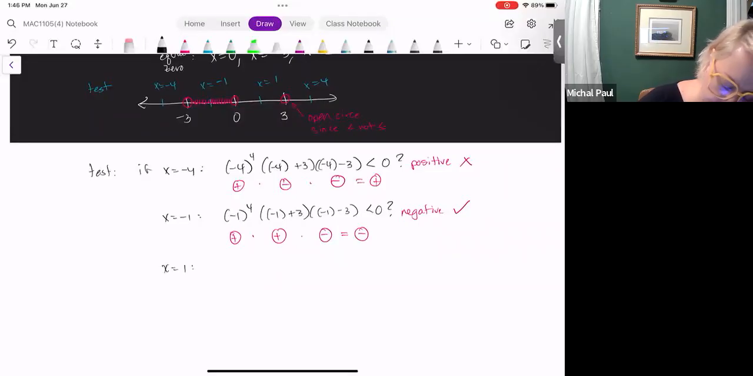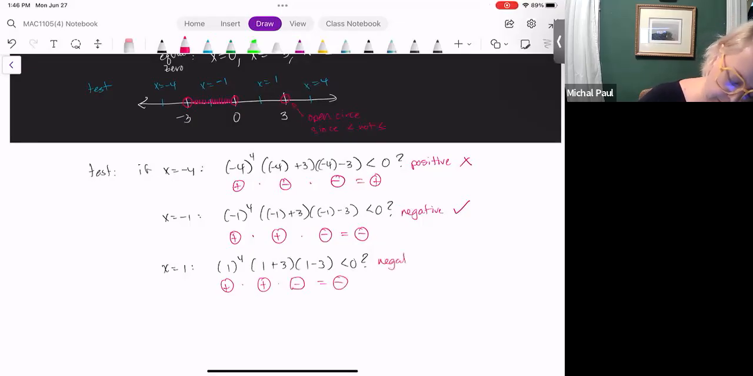If x equals +1, I'm going to go through here and test each of these in the same way. One to the power of 4 is positive. 1 plus 3 is positive. 1 minus 3 is negative. That product is a negative. So it's part of my solution.